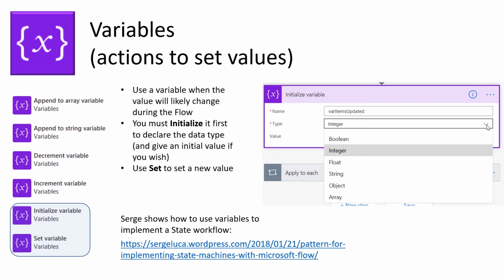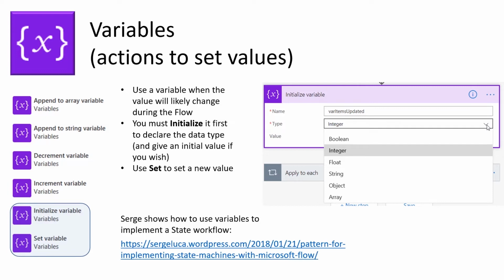You would always have to initialize a variable first, so use the initialize variable action, and that basically declares what type of data it's going to be. You see you've got choices like Boolean, integer, string, array. Your variable can be any of those things, and you can set an initial value for it if you care to also. And then you would use the set variable to set a new value. So somewhere else in the flow, probably after some other action has taken place, you could set this variable to some dynamic value that came from some other action.